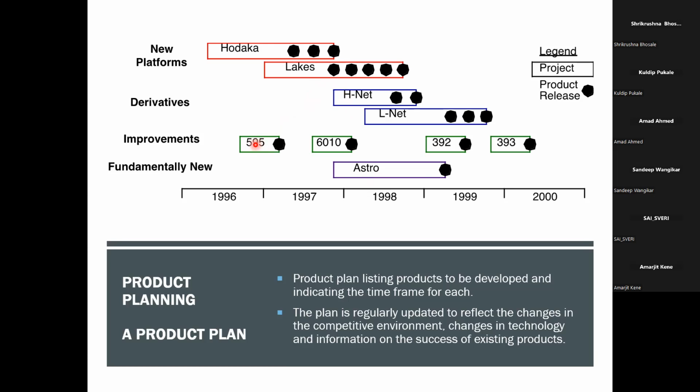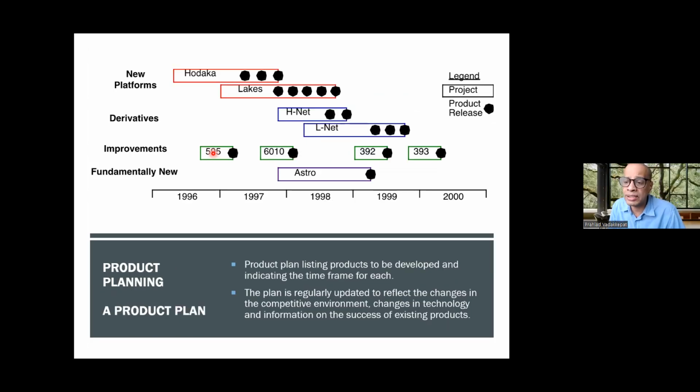So you can have improvements, and derivatives, where maybe 50% is the same but you change more. Fundamentally new means totally new, you have to start from scratch. By having such a plan, you'll be able to optimize your resources, maximize your revenue, and improve your profit. Because sometimes you lose also. With some products, you spend a lot of money on R&D and mass production, and then it will not sell at all. You lose a lot of money.